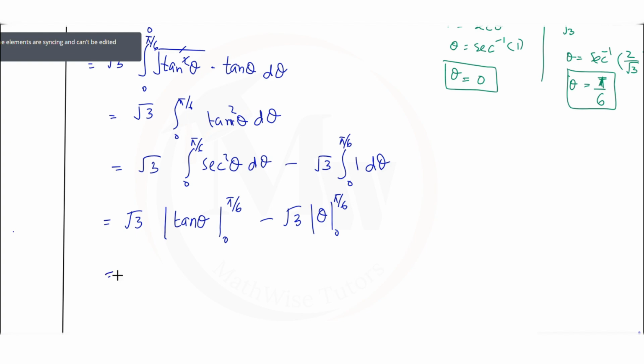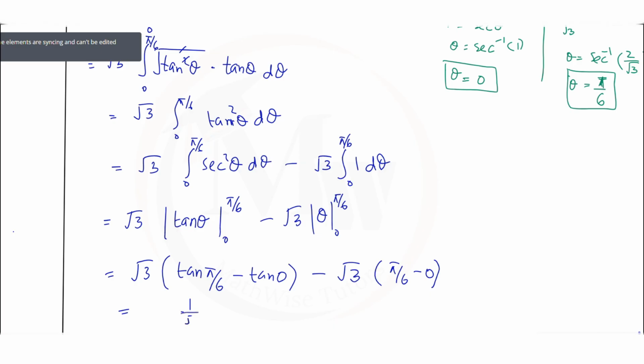Now plug in the limits, you know, upper limit minus lower limit, right? So this becomes tan. In the place of theta, you have to plug pi by 6. So tan pi by 6 minus tan 0, and minus square root of 3, it will be pi by 6 minus 0. So for the first term, what is tan pi by 6? tan pi by 6 is 1 over square root of 3, and tan 0 is 0. So minus 0, and you have square root 3. And this would be square root of 3 pi by 6, right?